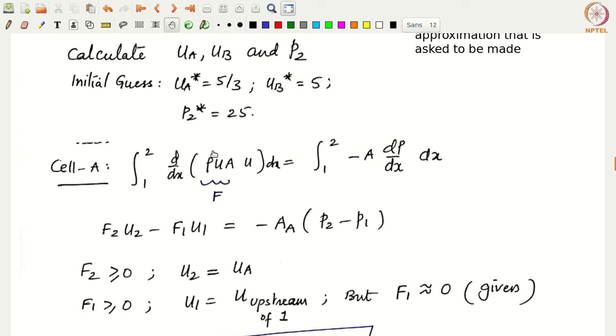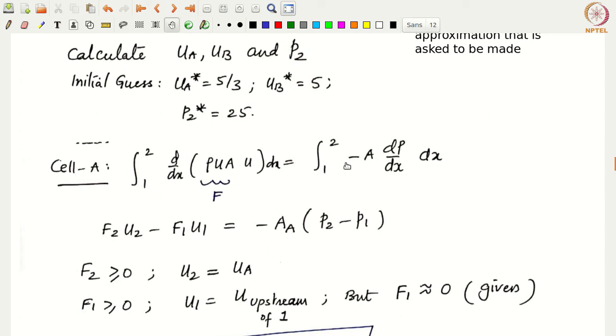Or you can even integrate it here, because this is 1D, you don't need to invoke Gauss's divergence theorem. So this basically gives you rho u A u, that is F times u. You calculate at both the limits, that is F2 u2 minus F1 u1, right? And on the right hand side we have minus A, because this is a coefficient, this is taken to be at the cell centroid value.